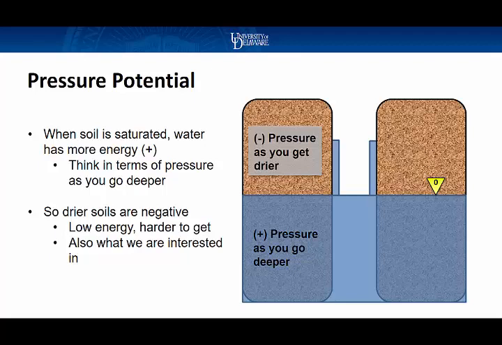So soils that have a negative number, the more negative it is, the drier it is. But also it's letting you know that that's where water can move. If you saturate a soil, it's going to want to move to that drier area. So it's all about energy and forces and movement.